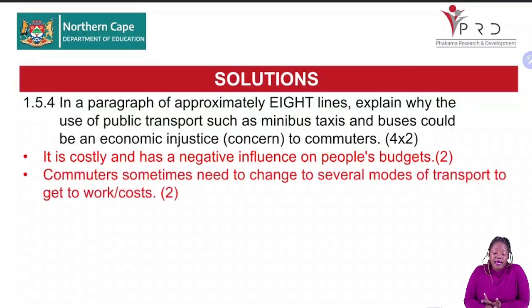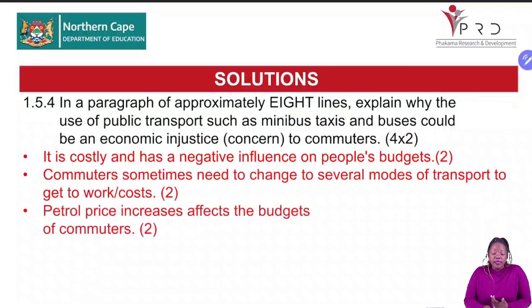Then we're looking there at the commuters. They will sometimes have to change several modes. So remember, those public transports, if they are not going into your workplace, it means you need to take more than one taxi to get to work. Then you're looking at petrol price increases with the effect on the commuters' budget. Sometimes the petrol price will go up in the middle of the month, and then those minibus taxis will be increasing their fares, which means it's also putting a strain on the commuters.